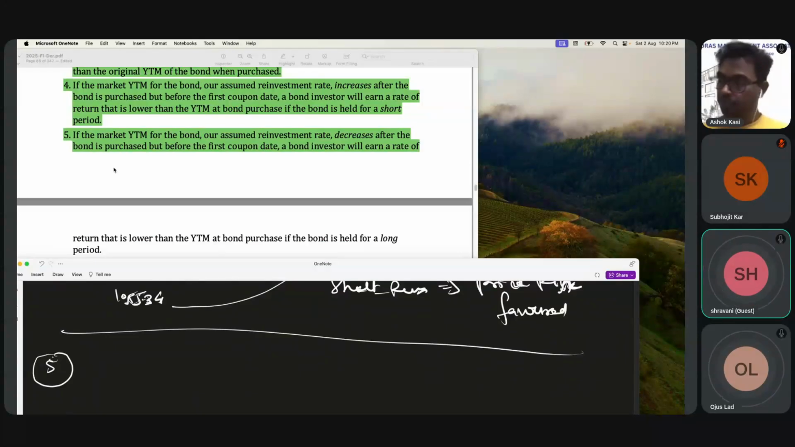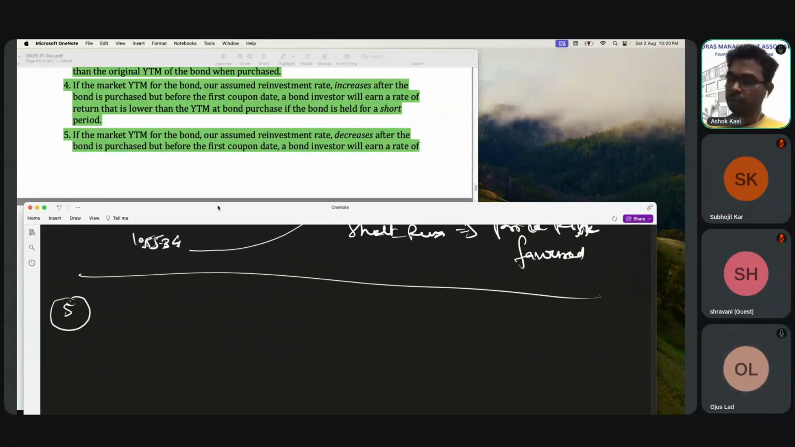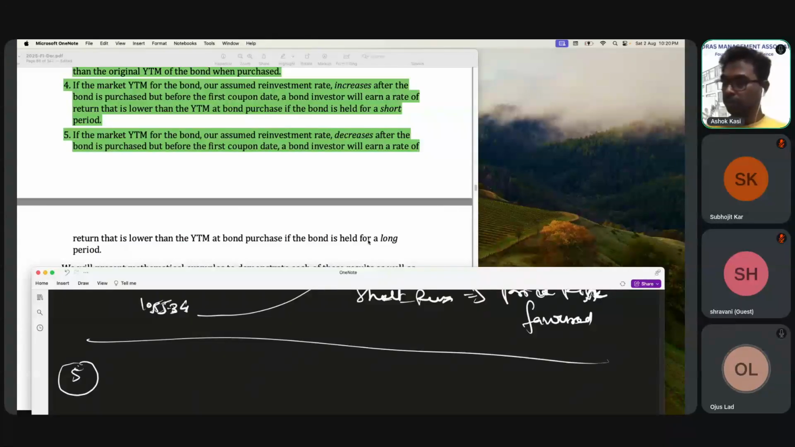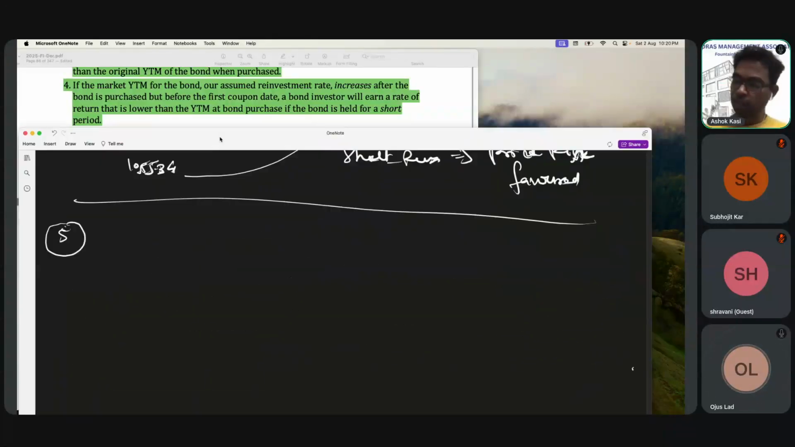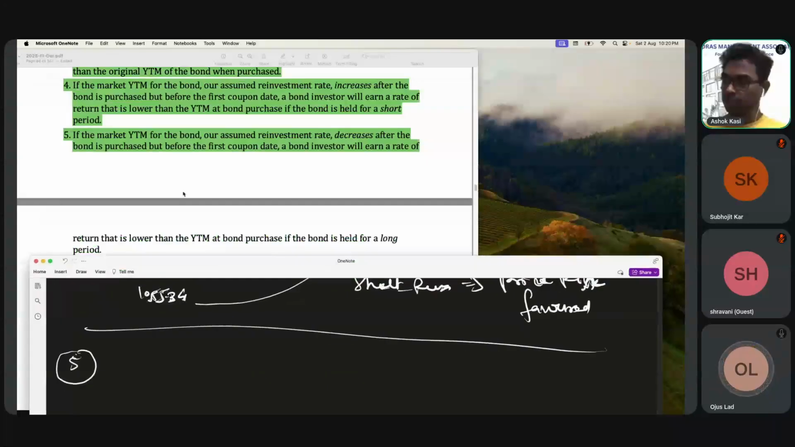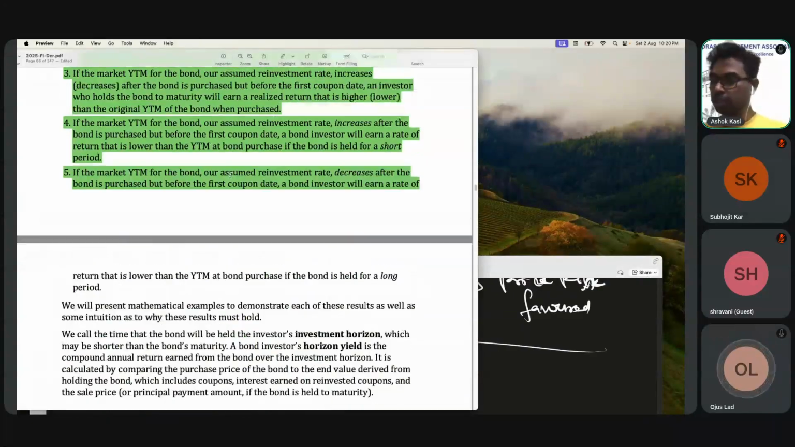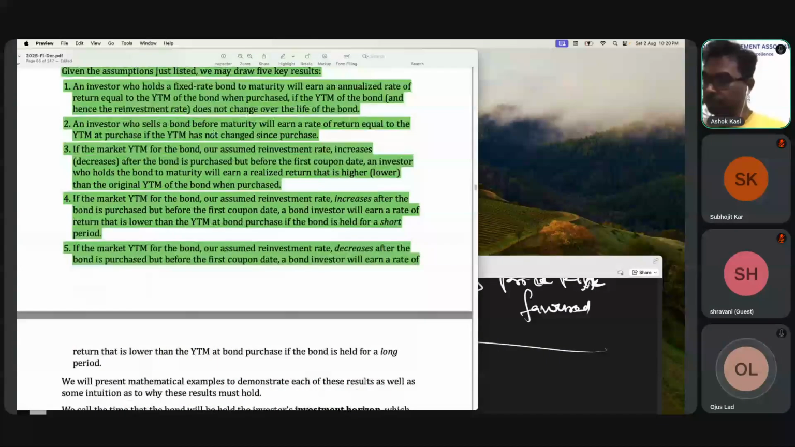If the market YTM for the bond, our assumed reinvestment rate, decreases after the bond is purchased but before the first coupon date, a bond investor will earn a rate of return that is lower than the YTM at bond purchase if the bond is held for a long period. Long period, you can think like YTM, held to maturity. It is as good as held to maturity. That means this is the result. Which one? This one. Held to maturity.